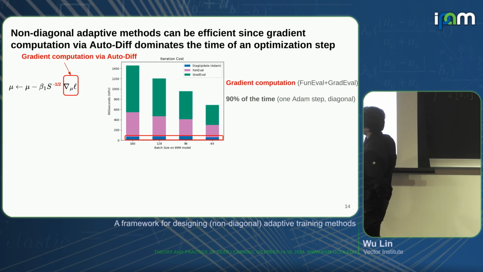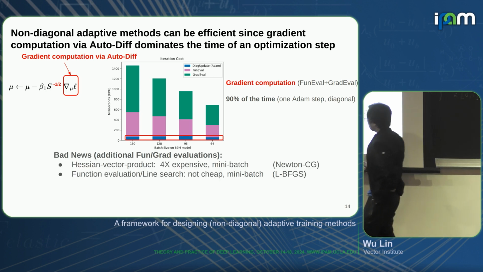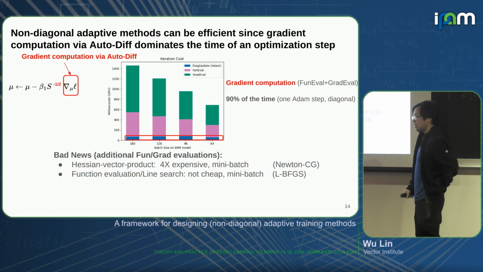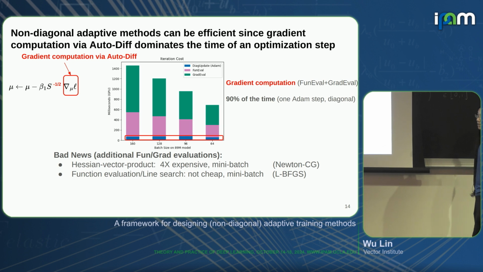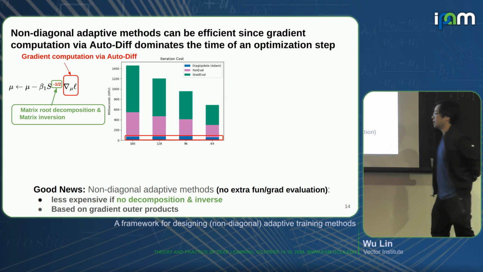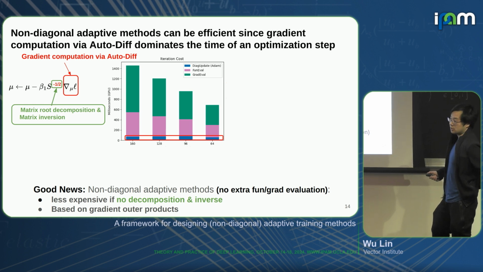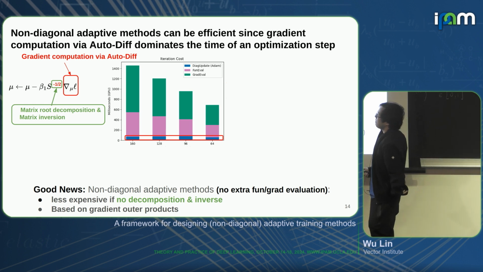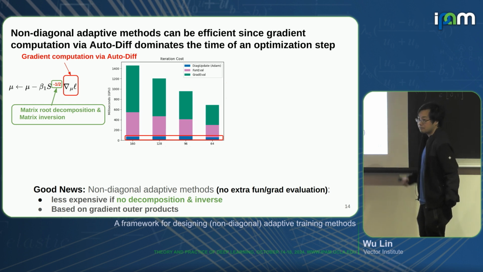So based on this result, we have good news and bad news for non-diagonal methods. The bad news is that classical methods like Newton conjugate gradient and LBFGS are unsuitable for large neural net training because they often require actual function or gradient evaluations. And as we can see, these operations are not cheap. The good news is that we can use non-diagonal adaptive methods because we can use the gradient outer product as a curvature approximation. So there's no actual function or gradient evaluation. And we can even make them faster if we can remove the matrix decomposition and also matrix inversion.